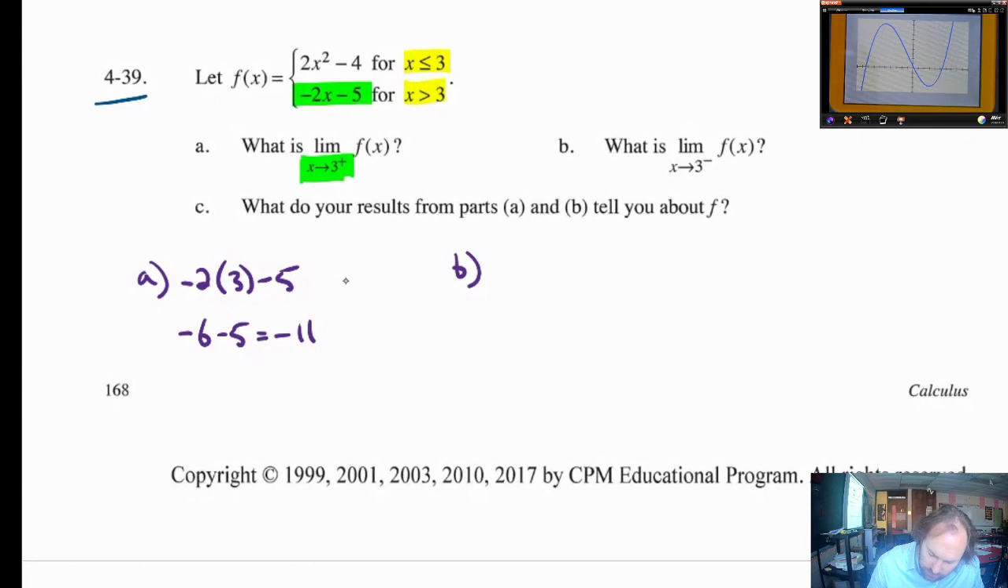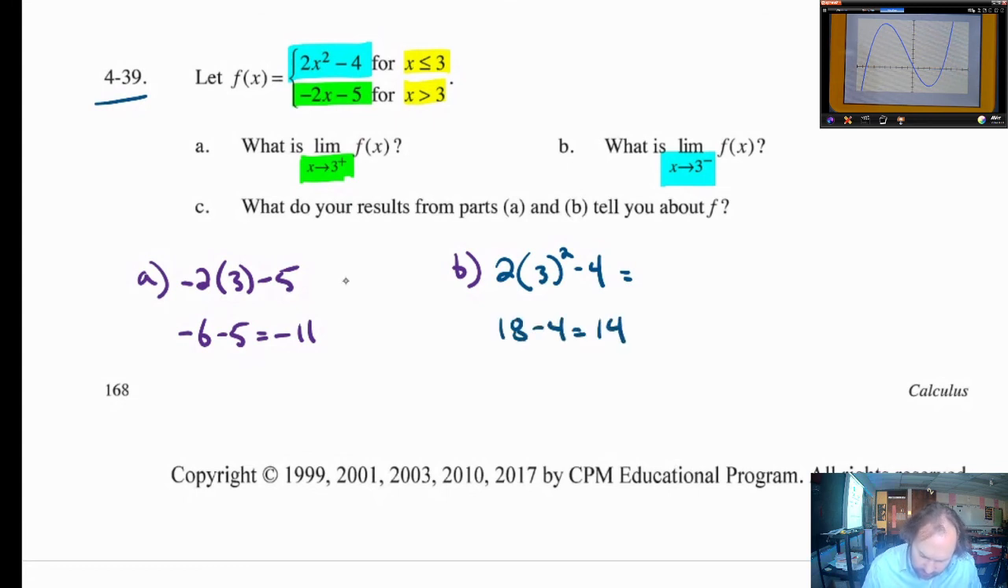For question B, we're going to do the same thing. Approaching 3 from the left means we're going to use this equation. That's going to be 2 times 3 squared minus 4, which in this case is going to be 2 times 9, which is 18, minus 4, which is 14.